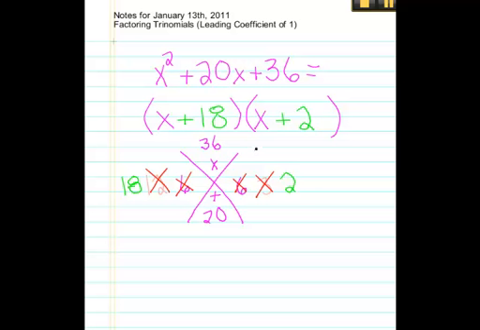Hopefully those are enough examples to get you started on the assignment. Again, if it's not enough yet, we will be doing a lot of factoring in the next couple weeks. I will be around after school if you need help, and I will be back tomorrow to help you.